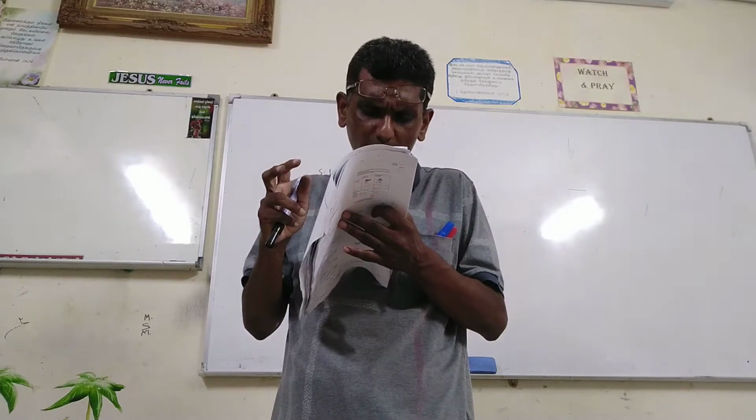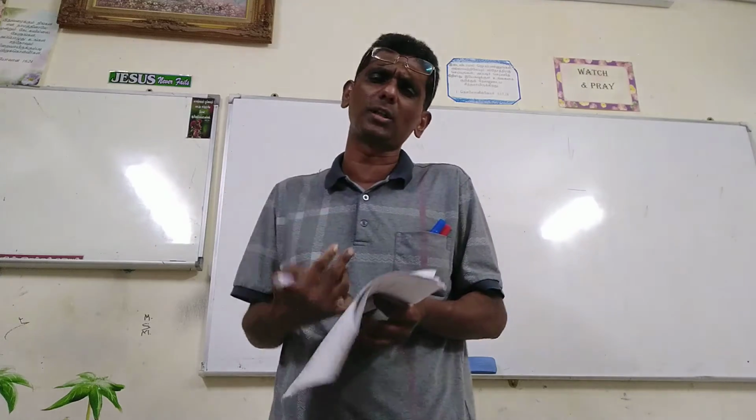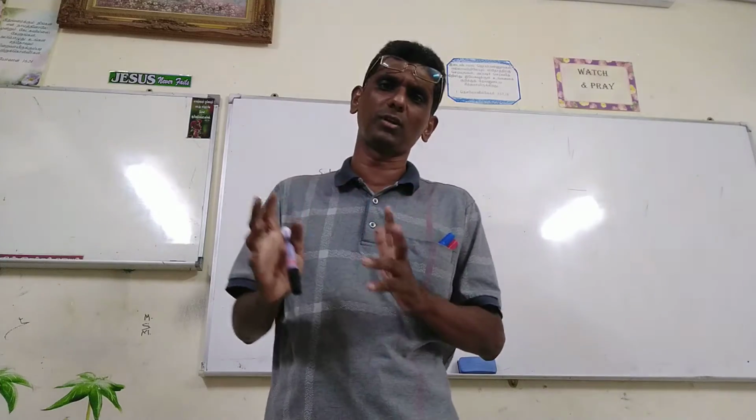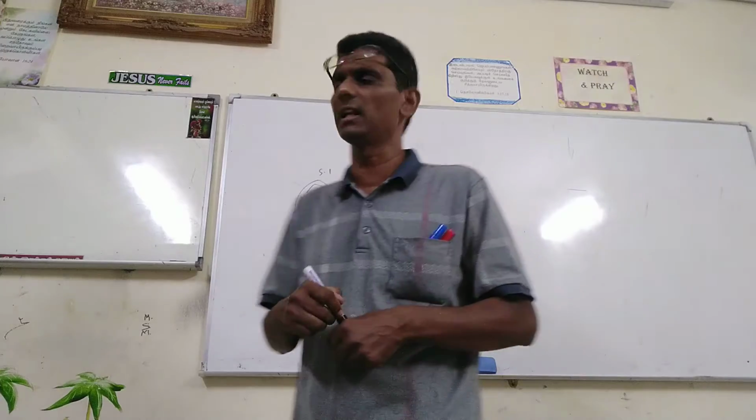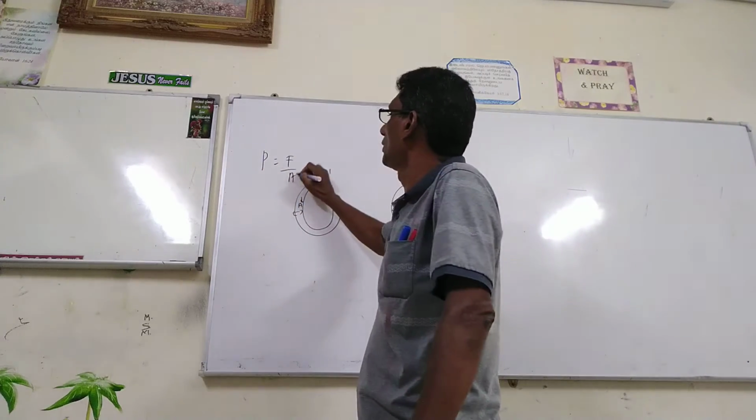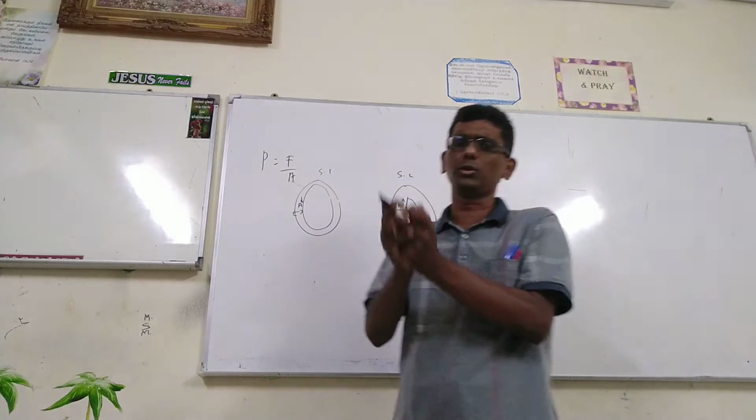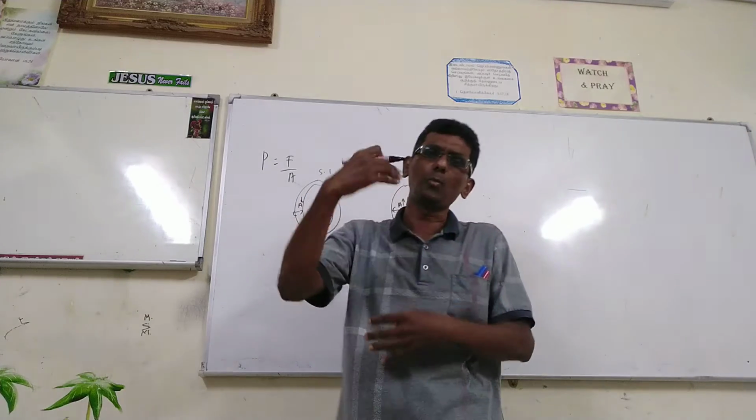Read the whole question up to B4, B5, or C1, C2. Then you can get some idea of what this question is all about. So this question is about pressure and area. You read the question, then you understand the concept. Then you go back again.